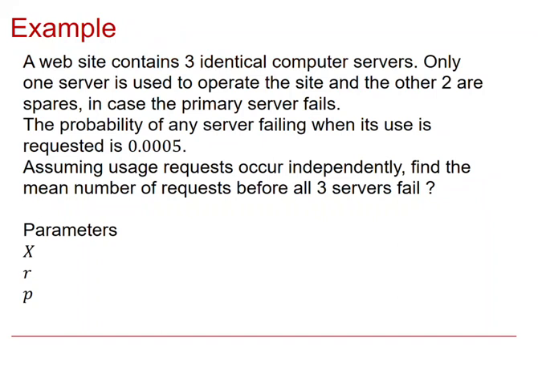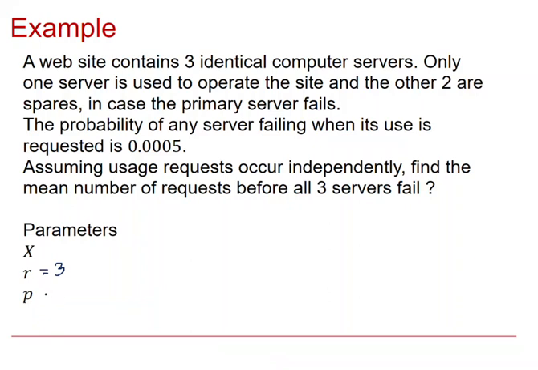If we now look at an example, I'd suggest you pause for a moment here and just read through this example so that you can identify the model involved. In the final paragraph of this example, we are asked to investigate the number of requests before all three servers fail. So we are interested in a third server failing, which identifies the parameter R as 3.